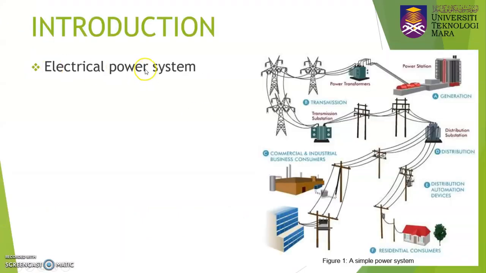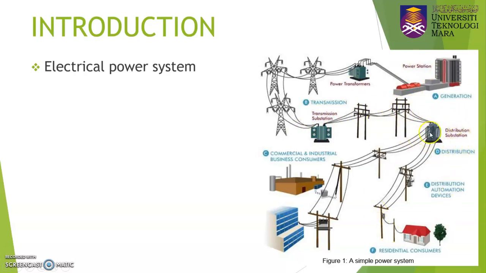For the electrical power system, figure 1 represents a simple power system, where we have a generation that consists of a power station that generates the electricity. Then we have a power transformer, which we use to step up the voltage from generation in order to transmit through the transmission line. Here we have a transmission substation, where we use the transmission substation to step up the voltage. Then we also have a transmission line up to the distribution substation. So these are all the components available in the power system.